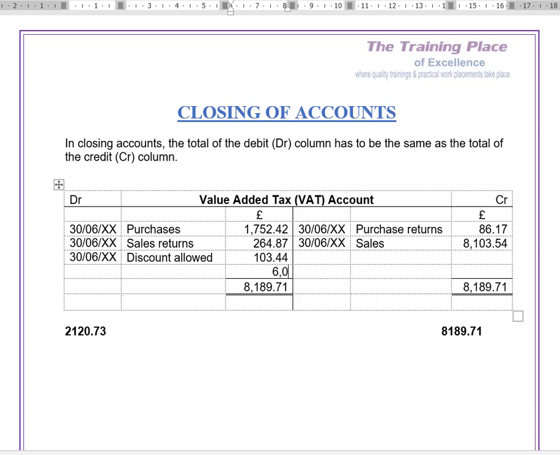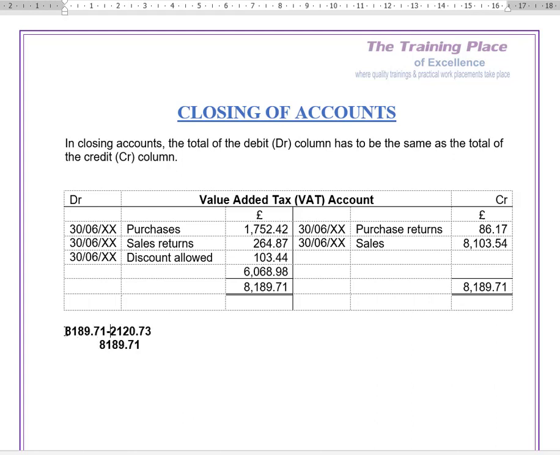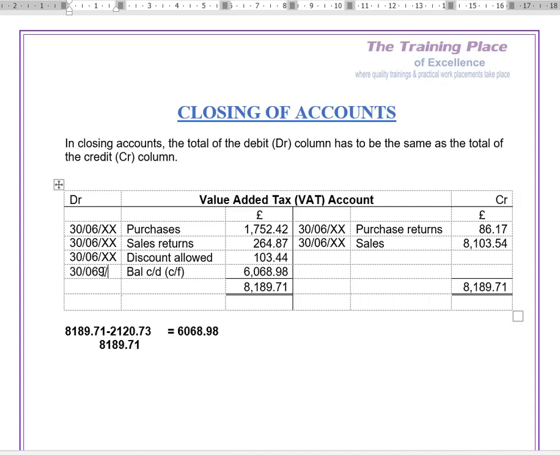So I just get the difference between 8189.71 minus 2120.73. I will just drop it in there. And that will give me that closing balance that I have just put in, 6068.98. I put in the details, which will be balance CD or CF, as the case may be. Balance carried down or balance carried forward, one and the same thing.